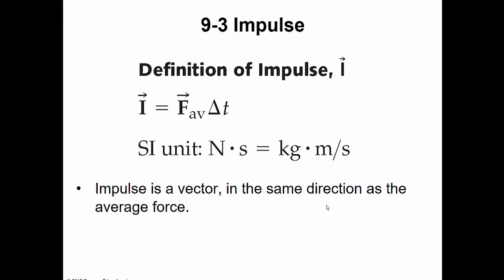Its units are newtons times seconds, which are also the units of momentum, kilogram times meter per second. Impulse is the change in momentum. It can be found by finding the change in momentum or by multiplying the force times the time over which the force is applied to change the momentum. It's a vector, just like change in momentum, and its direction is the same as the force acting on the object.